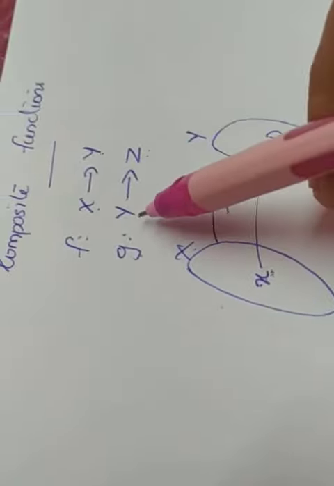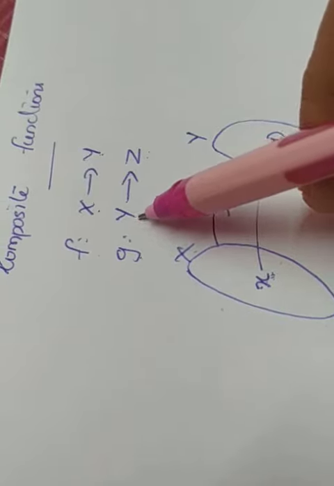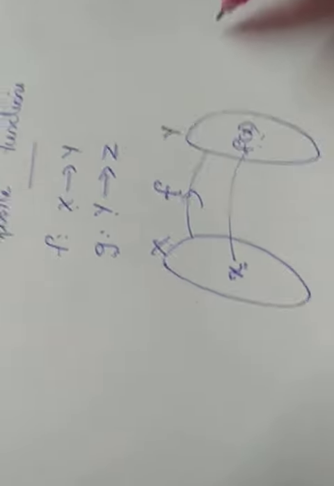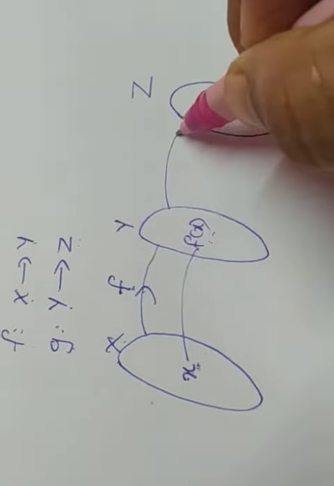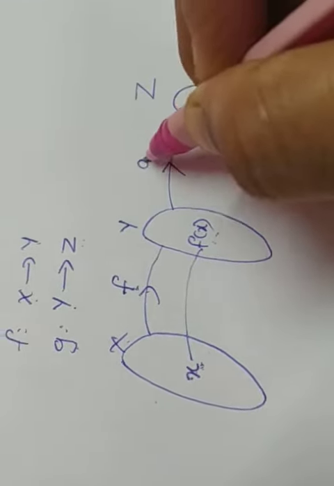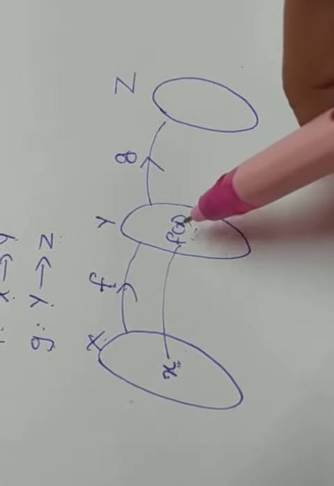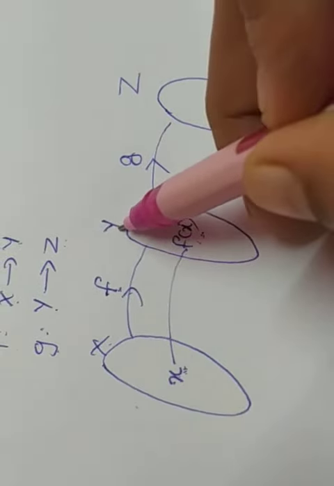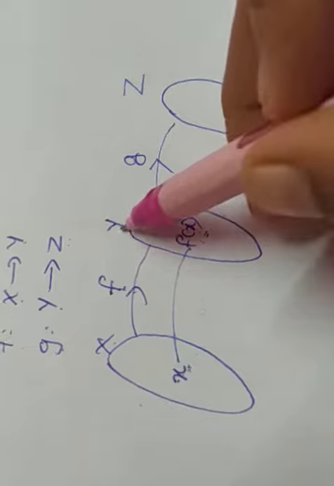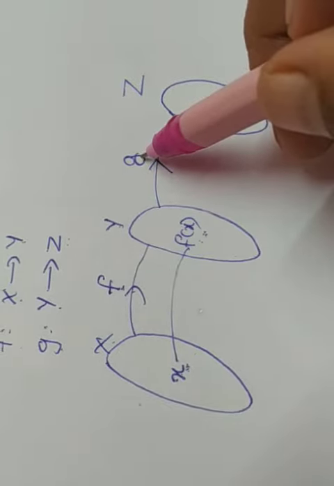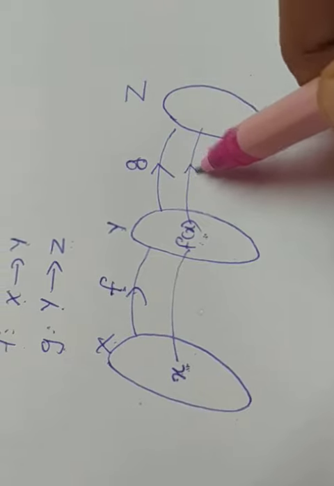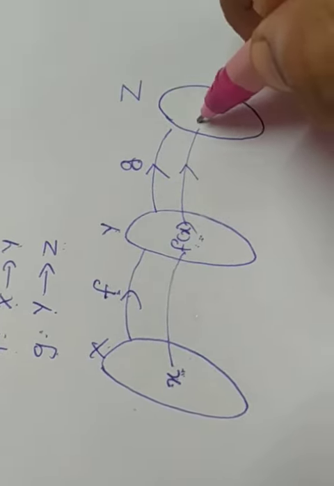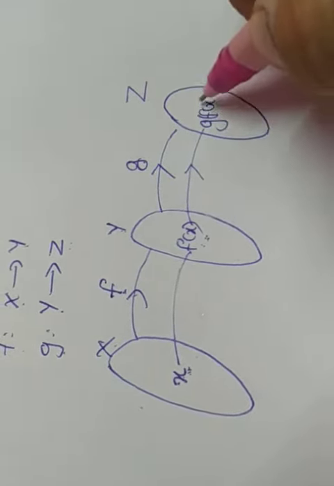Again, what about the second function? The second function is from Y to Z. So Y is already there, and we will draw the next set as Z. And g is a function from Y to Z. Now what you have to do is, f of x is an element of Y, and the function given is g. So can you say the image of f of x under g? It will be g of f of x.